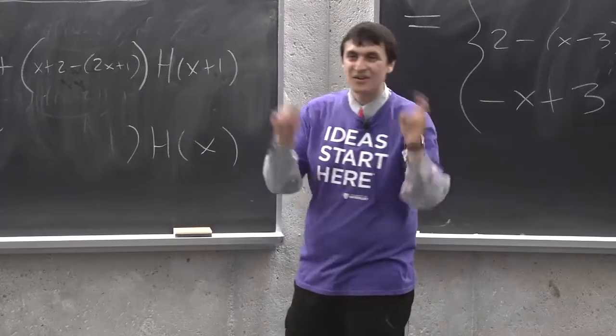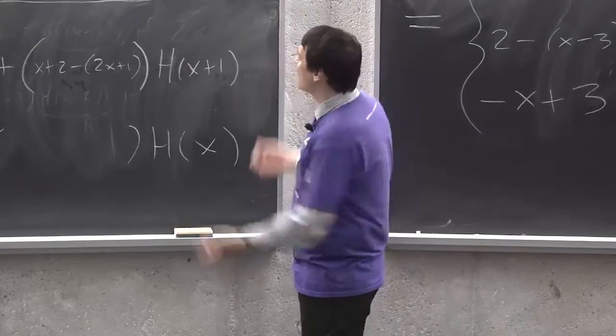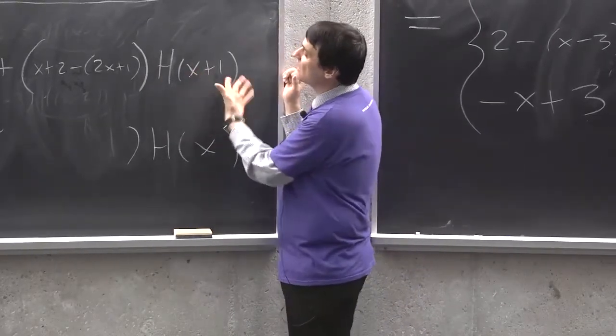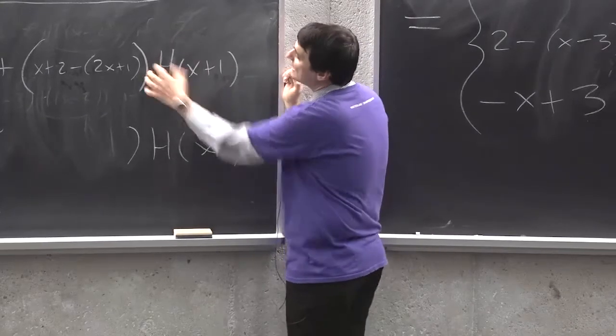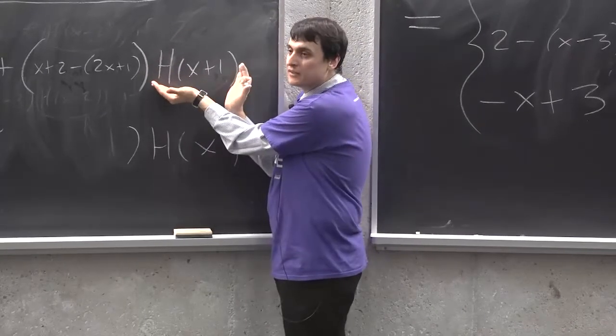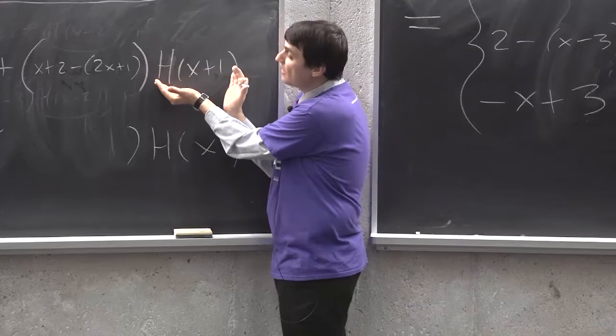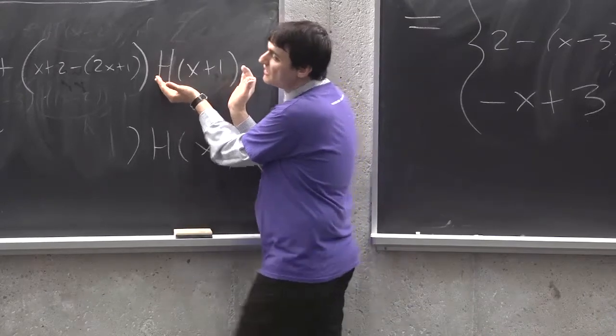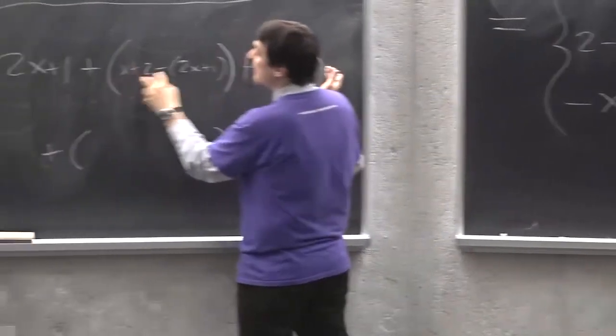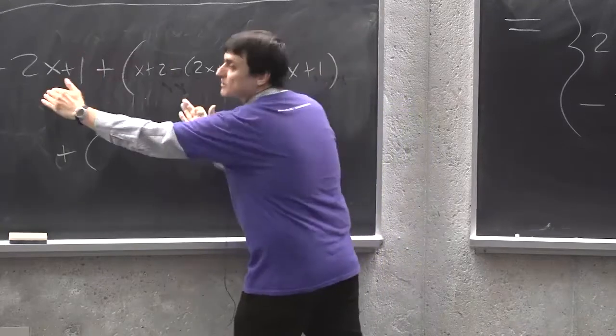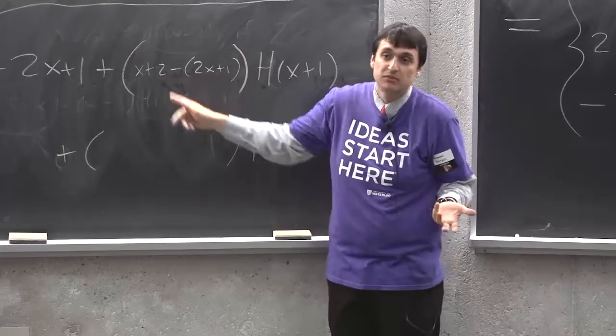Why? It's not all fuzzy with words, because when x is greater than negative 1, this whole thing is simply the number 1. So this whole h of x plus 1 is suddenly the number 1, so I have 2x plus 1 plus this new thing minus 2x plus 1. The 2x plus 1's cancel, and I just have the x plus 2 staying there.